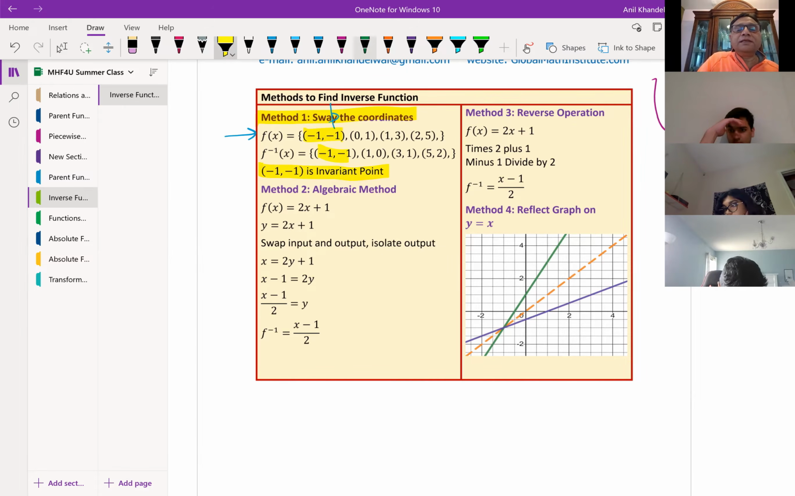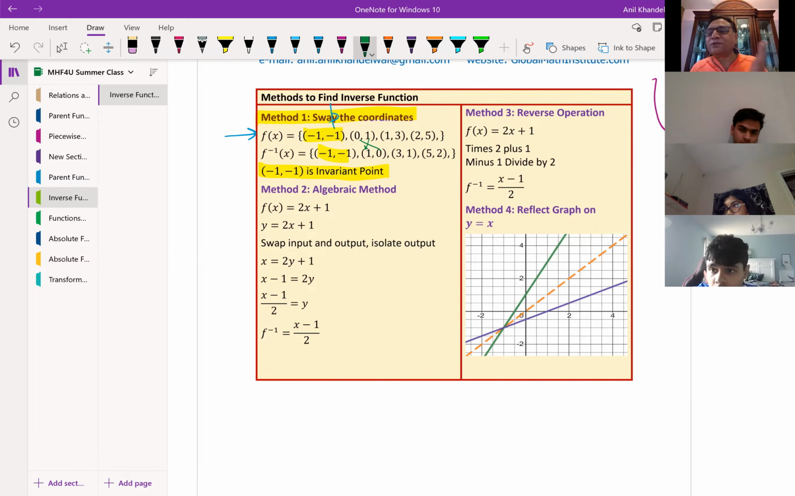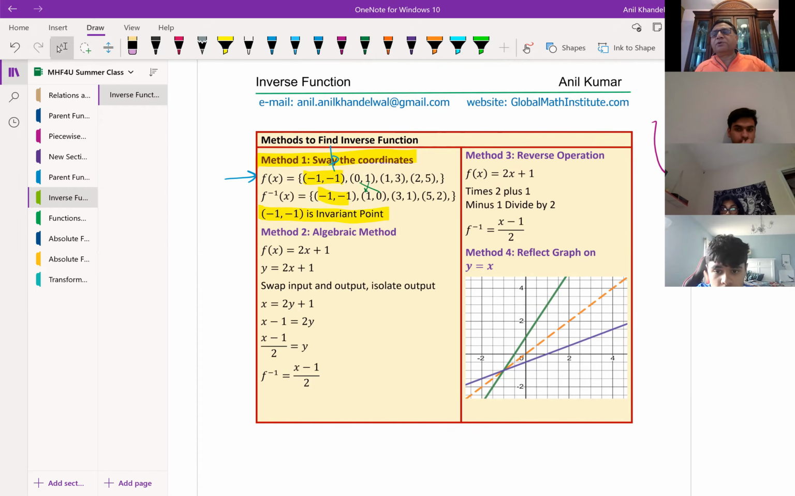You see, in the next point, which is 0, 1, now 1 has become the x value, 0 has become the y value. Do you see they are swapped, correct? So it is the inverse. 1, 3 will become 3, 1, 2, 5 will become 5, 2. So you can see the inverse is a function whose x and y values have changed. Perfect. So this is a very simple way of getting the inverse of a function, especially when we know the coordinate points, correct? So when coordinate points are given to us, that is the way to do it.